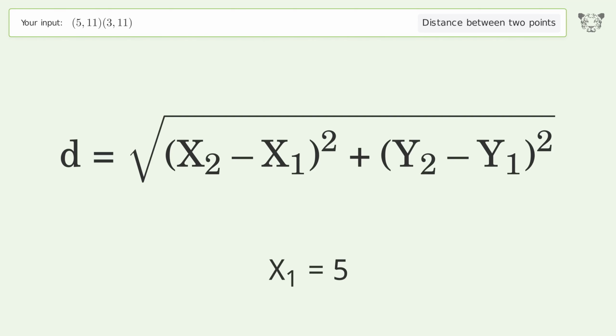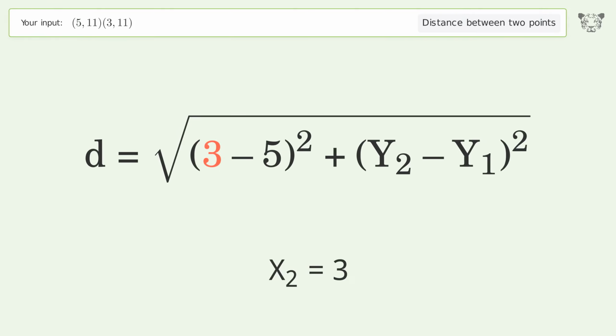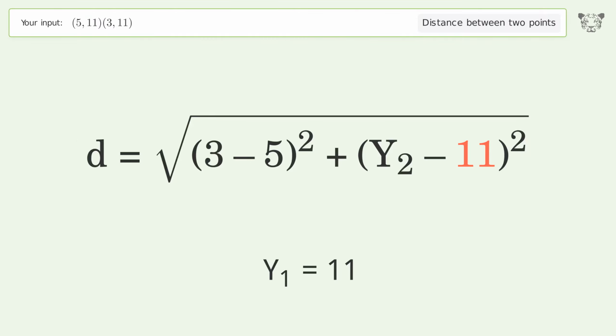x1 equals 5. x2 equals 3. y1 equals 11. y2 equals 11.